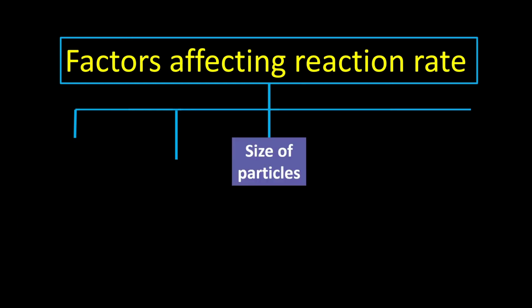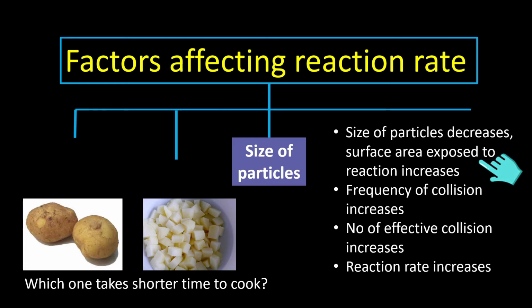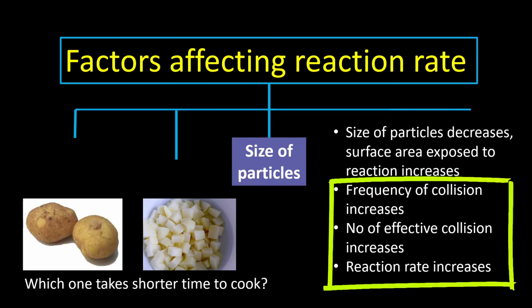The third factor affecting reaction rate is the size of particles. If we have a potato and a potato that has been chopped into smaller pieces, which one will take a shorter time to cook? Definitely the chopped one. Why? As the size of the particles decreases, the surface area exposed for reaction increases, the frequency of collisions increases, the number of effective collisions increases, and therefore the reaction rate will increase.